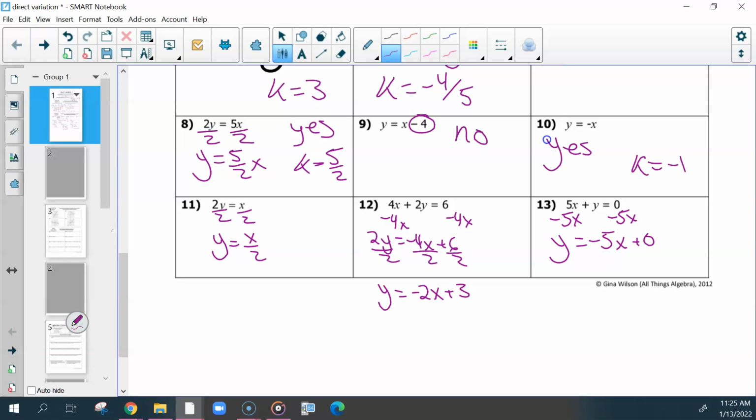What about 11? Is that a direct variation? What if I rewrite it like this? Yes. Remember that you can rewrite this one, so this one would be 1, and your k value would be 1/2. Would 12 be a direct variation? No. And 13? Yes, where k equals negative 5. Do we have questions on any of those 4?